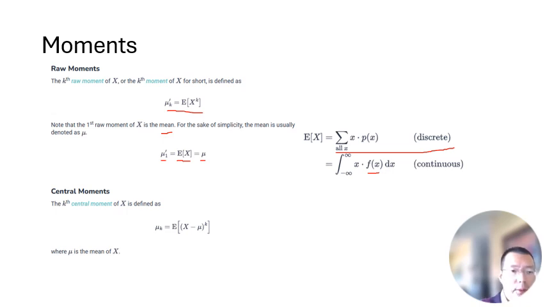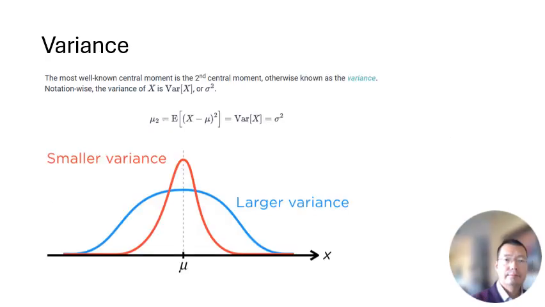Now the central moment is just, instead of the expected value of x, you use x minus mu, where mu is the mean of x. So that's the difference between the raw moment and the central moment. We learned mean is the first moment, and now we learn that variance, which is the most well-known central moment, is the second central moment.